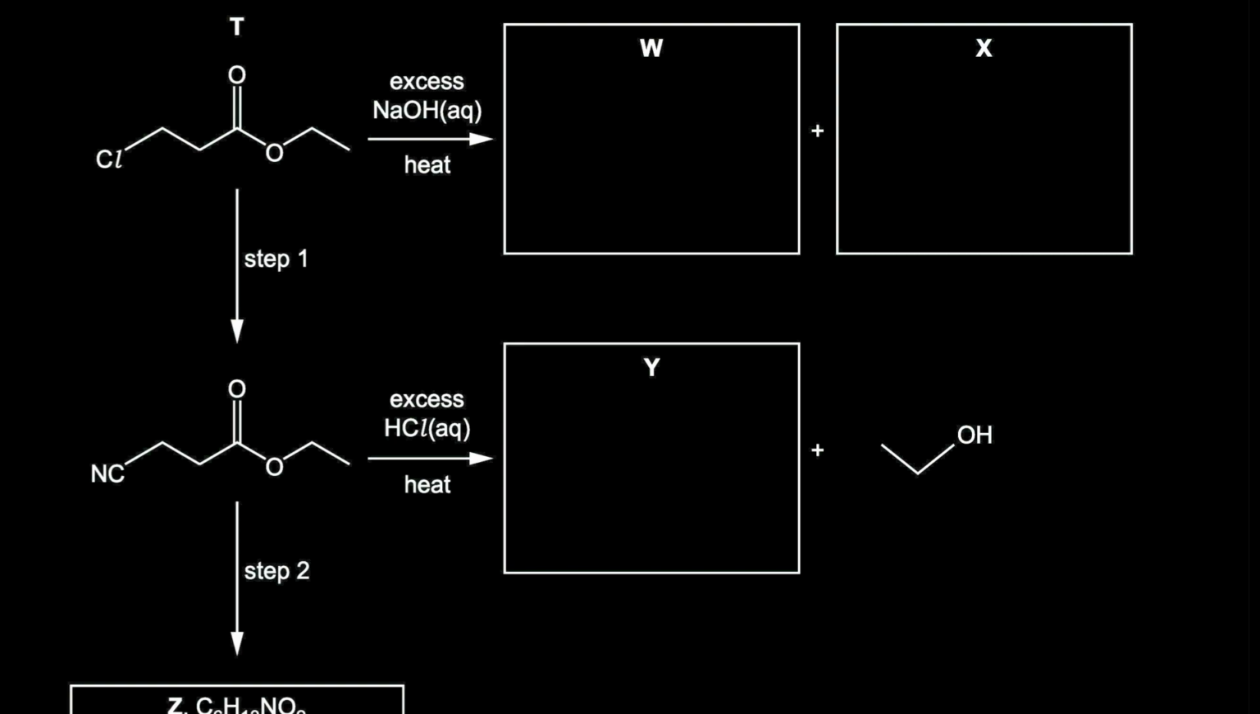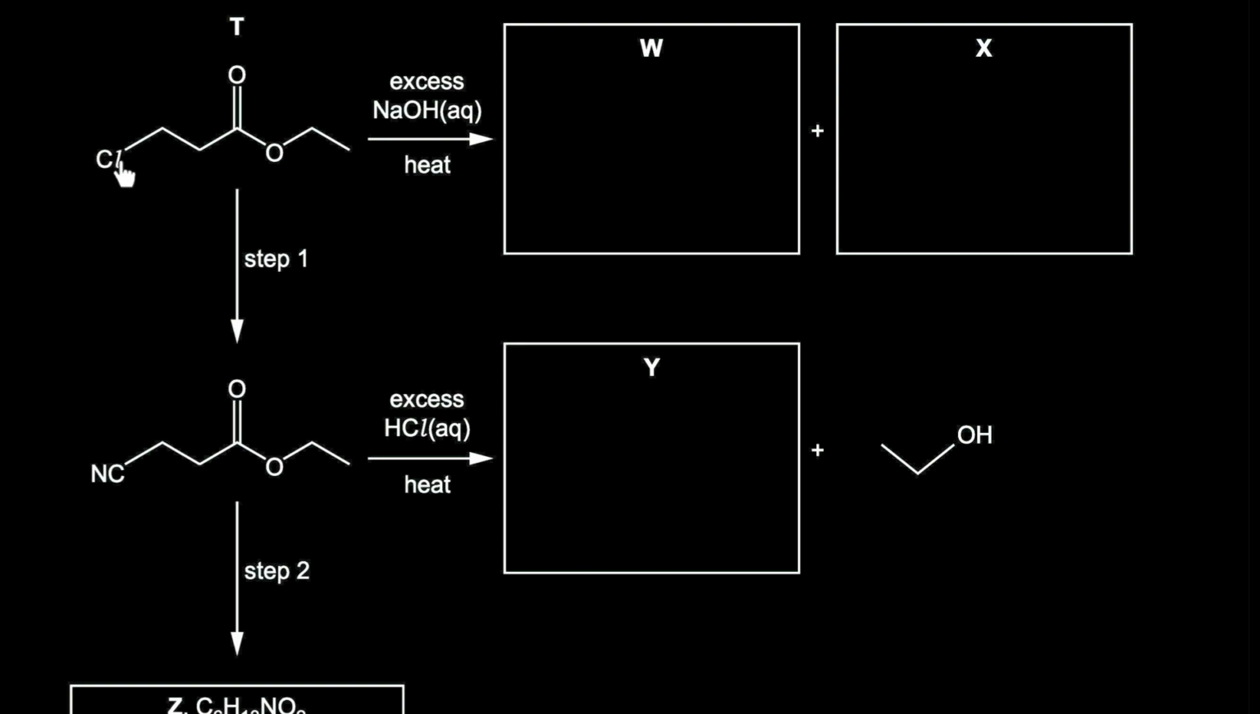For the naming of T, we're going to name it in two parts. How do we name an ester? Well, we start with the alcohol part. So we have this 2-carbon alcohol. This ester was made using ethanol, so we have 1, 2. That would be ethyl, the first part of the name. And then we have the carboxylic acid part, which is 1, 2, 3 carbon. So that's propanoate, ethyl propanoate.